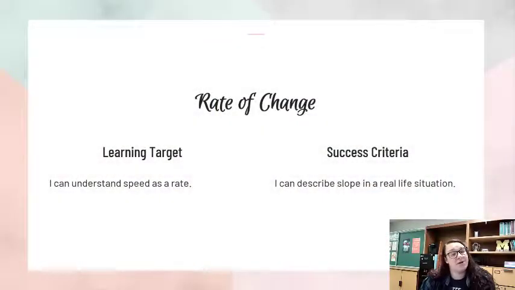Mrs. Traver here. Today we're going to talk about slope as a rate of change. Your learning target for today is to be able to understand speed as a rate, and you'll be able to describe slope in a real life situation. Let's jump in.